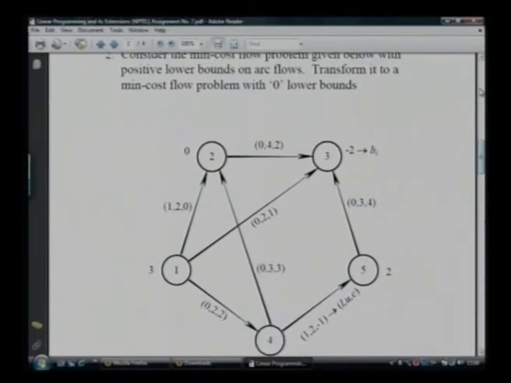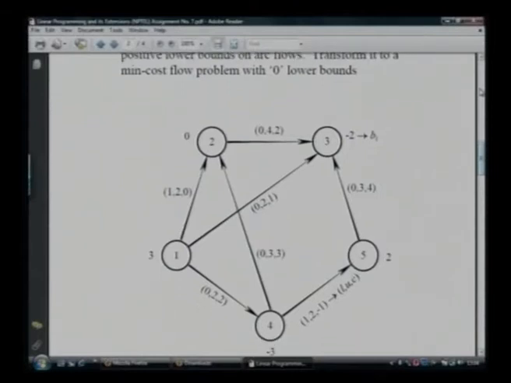Similarly, you have the lower bound from 4 to 5 of 1 unit on the arc 4, 5. So, here I will reduce the demand. So, the demand will become -2, and because I am sending 1 unit to 5, the supply at 5 will become 3. This is the idea. So, once you do this, then the new problem you can solve as a min-cost flow problem with 0 lower bounds. That is the idea, because our algorithm we have designed it for lower bounds being zeros.